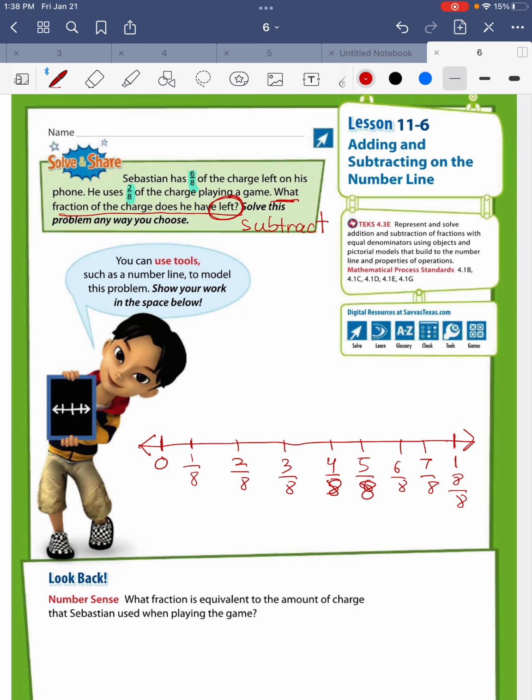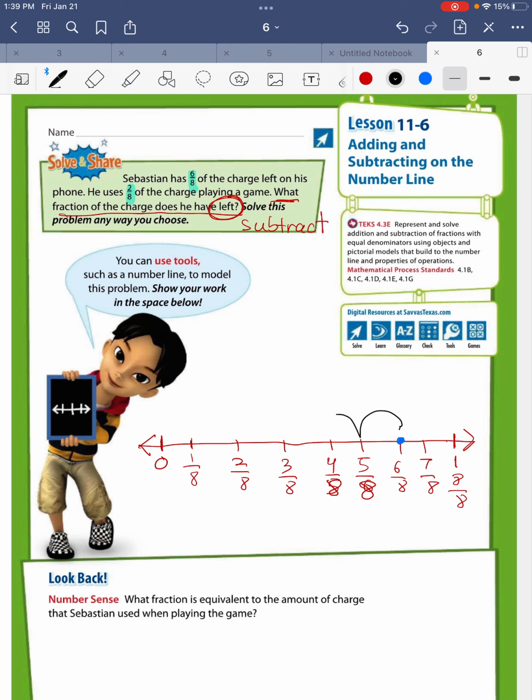So now, it says that Sebastian has 6/8 of his charge left. So I'm going to go to 6/8, okay? I'm just going to put a blue dot here. That's what he has on his phone. That's what he has left, okay? He uses 2/8 of the charge playing a game, okay? So this is what I'm going to do. I'm going to start from my 6/8, and I'm going to count back 2.